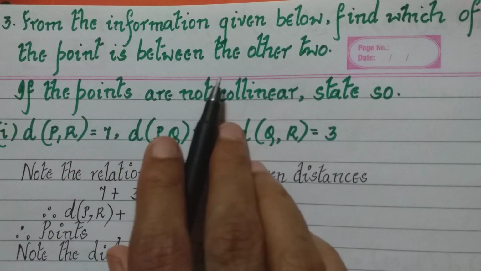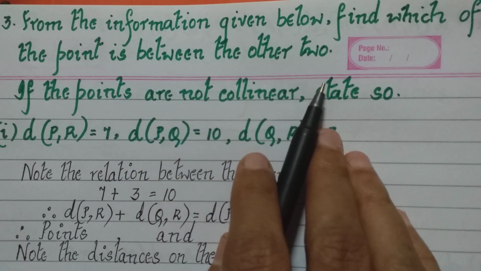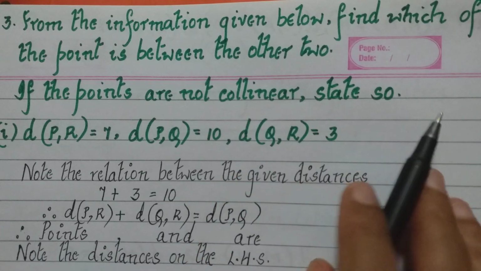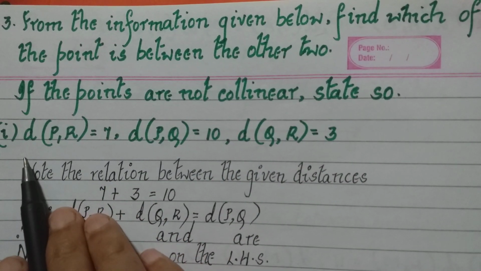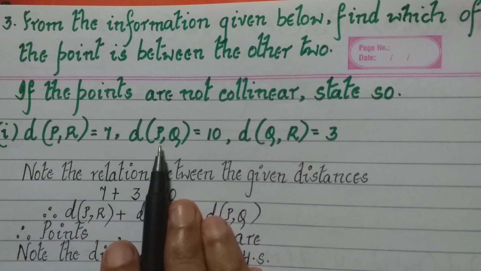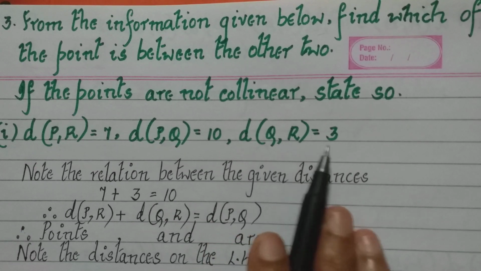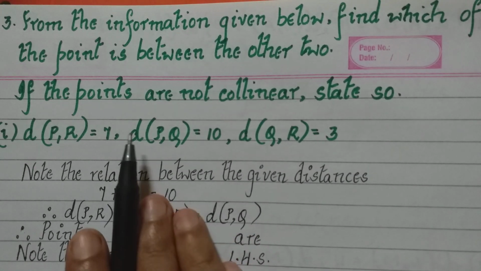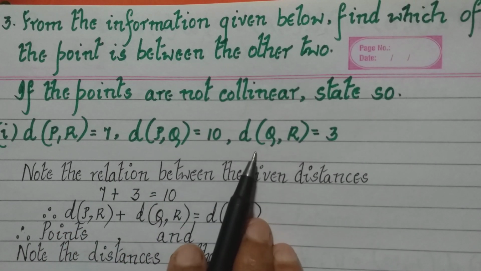Third question. From the information given below, find which of the points is between the other two. If the points are not collinear, state so. Now here they have given us, in the first sub-question, the distance between the points P and R, the distance between the points P and Q, and the distance between the points Q and R.